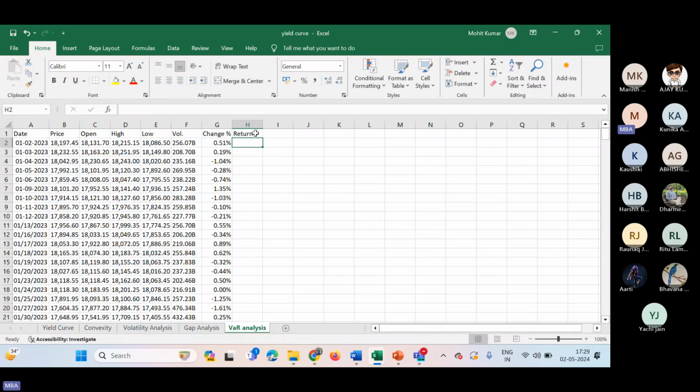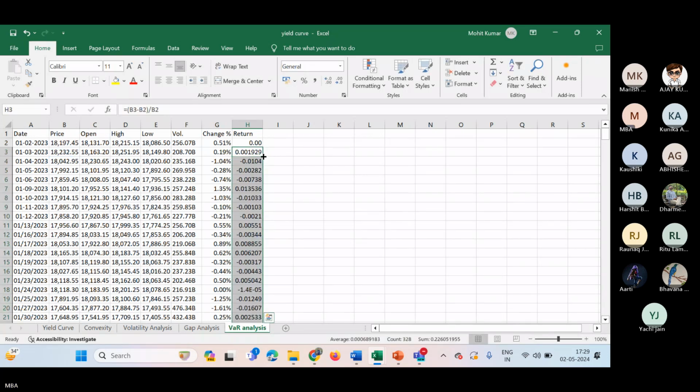If you see the return, they have already given the change. But if you want to do it by yourself also, you can do it like this. As I told you, the return formula is P1 minus P0 divided by P0. And that's how you will see it. This is exactly the same. Okay, so same. This is your return.